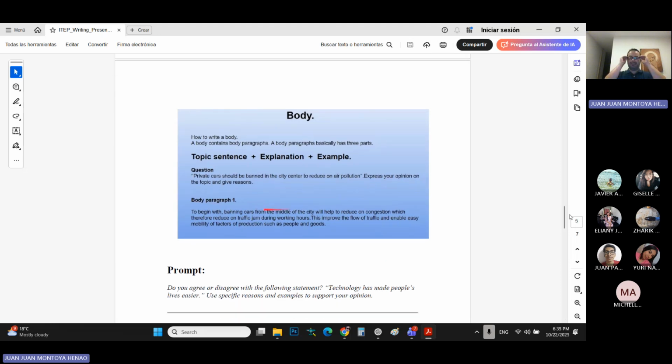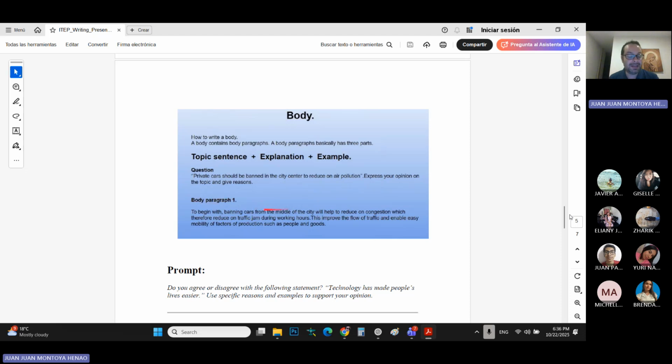Okay, then the body. As I was mentioning before, you just go and try to create a body of what they are expecting you to write, right? So as I mentioned, take an example of a homework you're writing, a very short homework. So how to write a body? A body contains body paragraphs. A body paragraph basically has three parts: topic sentence, explanation, and an example.